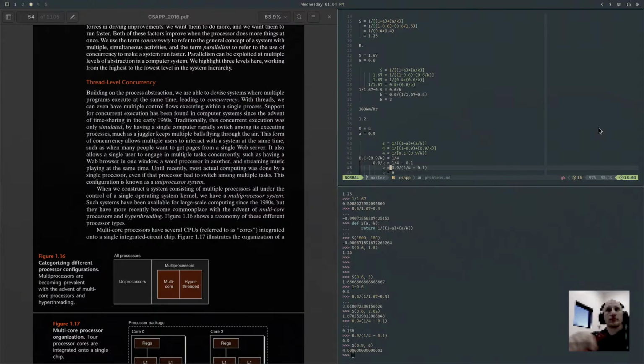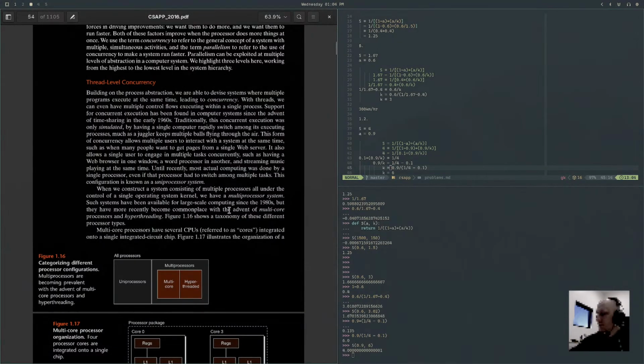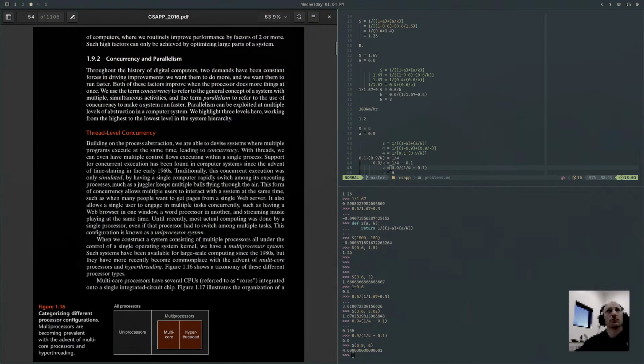So, now we get to talk a little bit more about some interesting topics here, like concurrency and parallelism. Throughout the history of digital computers, two demands have been constant forces in driving improvements. We want them to do more, and we want them to run faster.